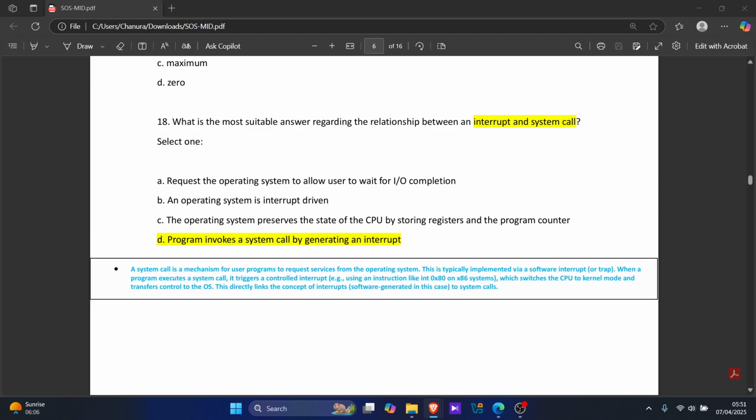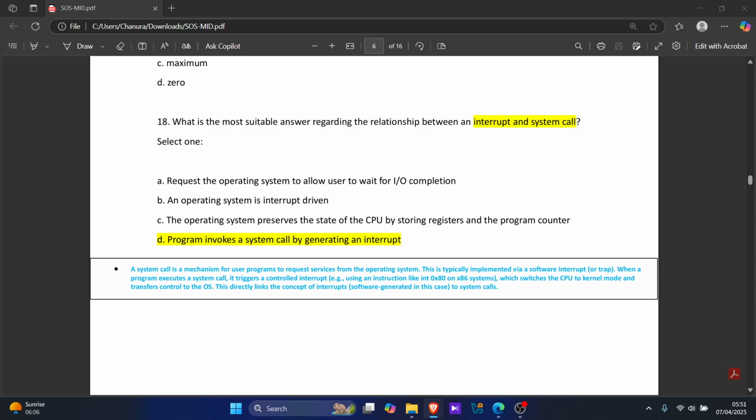Option B, an operating system is interrupt-driven. Well, that's a general statement. Operating systems do use interrupts to handle events, so this is true. But does this directly describe the relationship between interrupts and system calls? It's a broader statement. The OS being interrupt-driven includes handling hardware interrupts, not just system calls. So while true, maybe this isn't the best answer for the specific relationship.